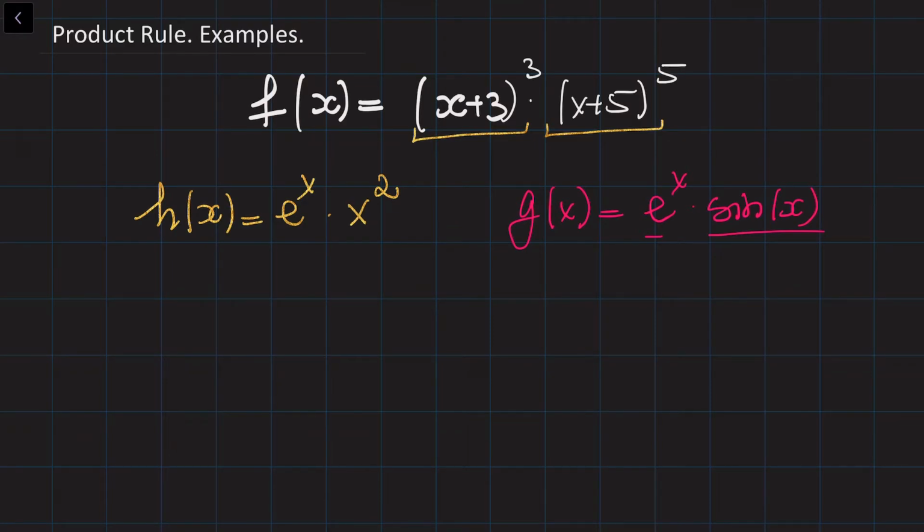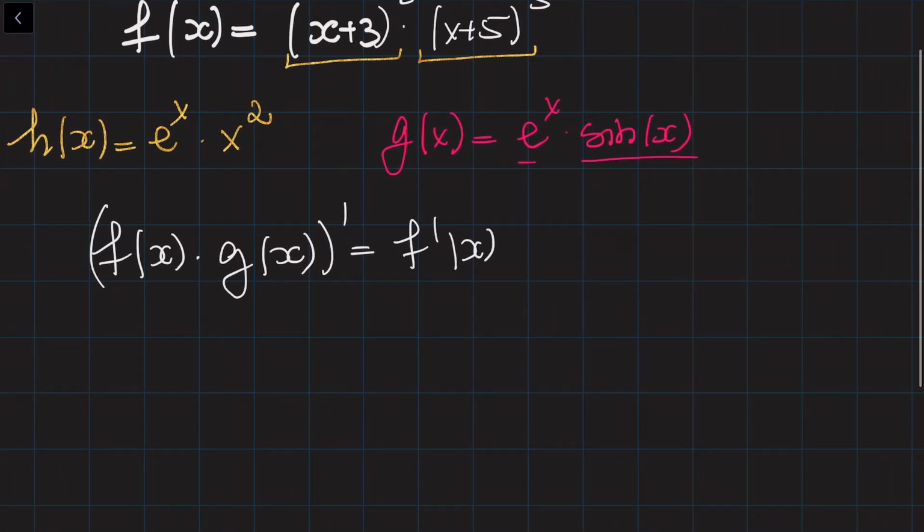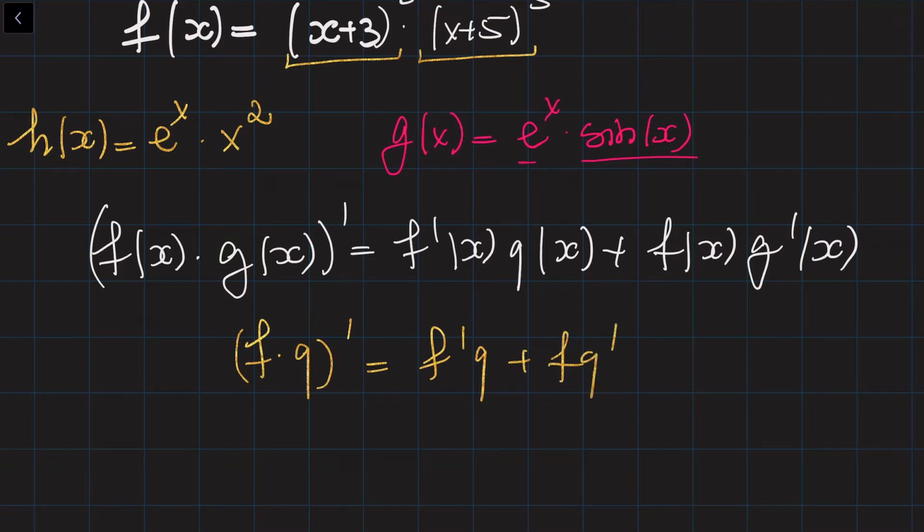The product rule tells us that if you are given the multiplication of two functions f of x and g of x, the derivative of this function is going to be the derivative of the first function times the second function plus the first function times the derivative of the second function. We can write this formula in a shorter way: (fg)' equals f'g plus fg'. Please note that all of these derivatives are with respect to the variable x. Probably the formula in the second line is easier for us to remember.